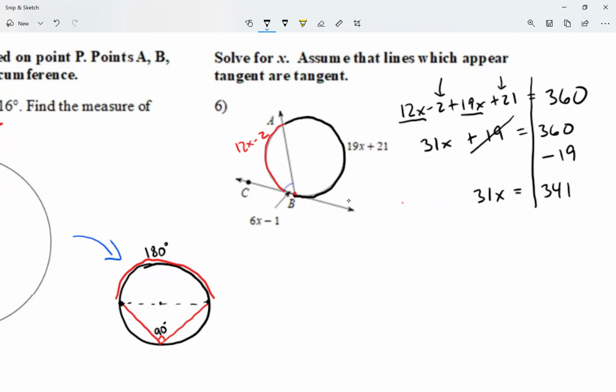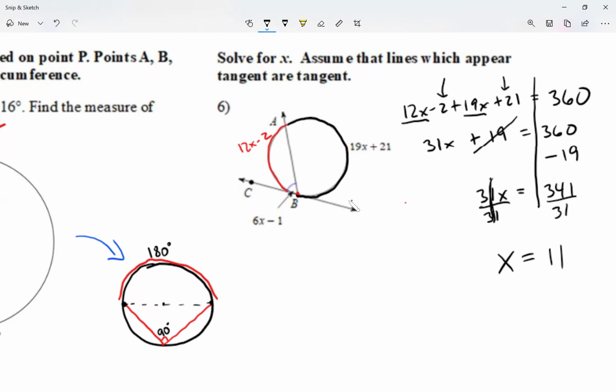Now, to get the x by itself, let me divide by 31, which is the number in front of x. I'm going to cancel them out because 31 divided by 31 is 1. So 1x is basically just x. 341 divided by 31 is 11. So x is equal to 11. My instructions were solve for x. So there you go. x is equal to 11.